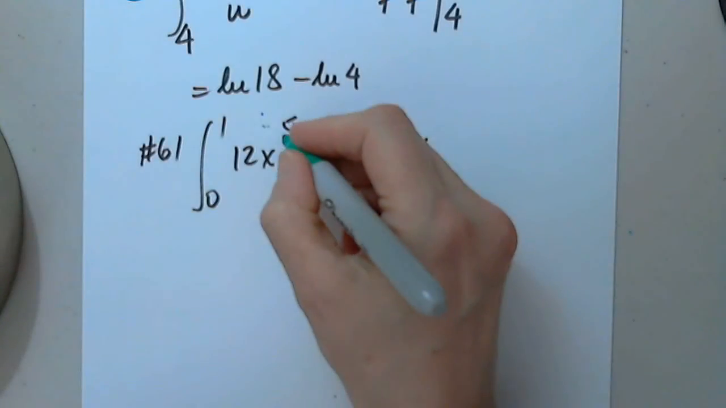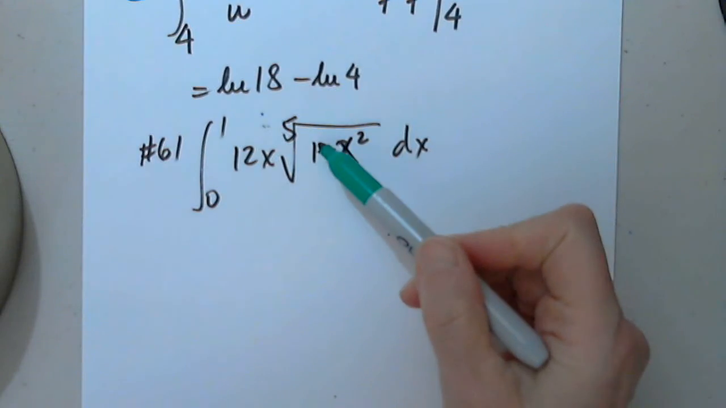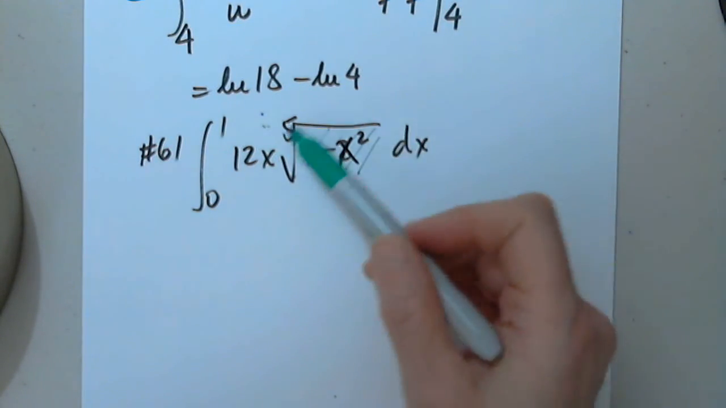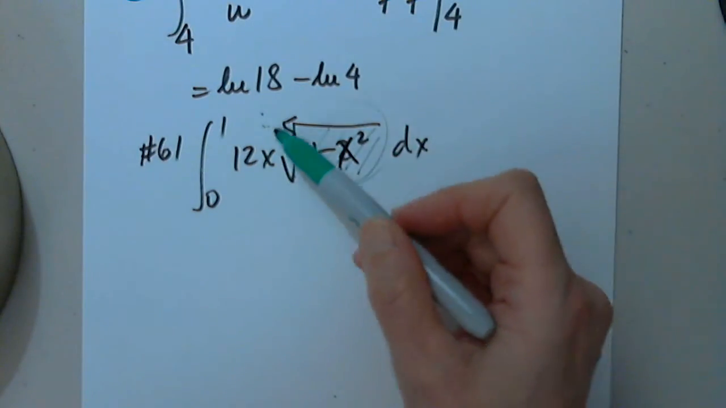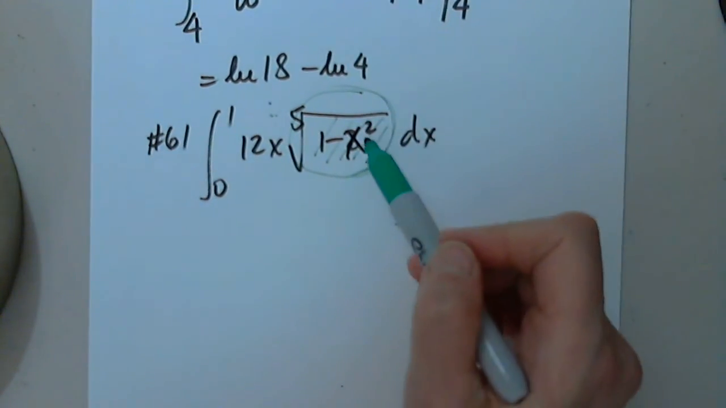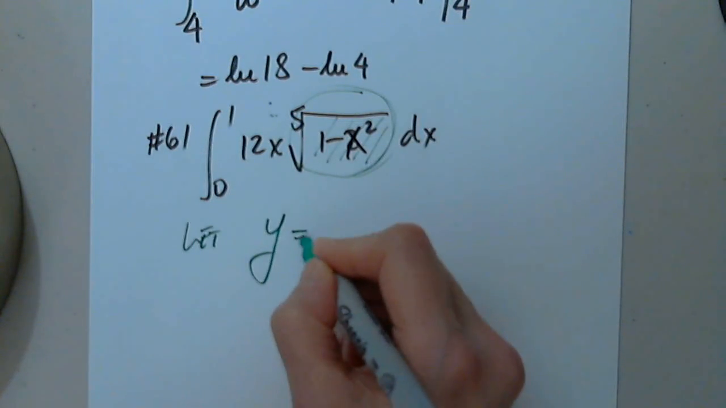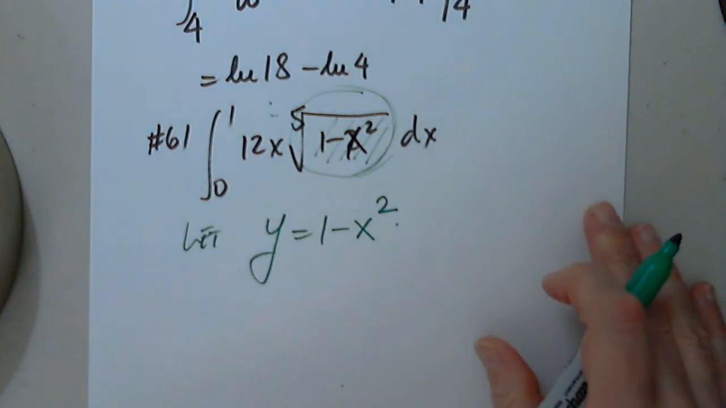What I can say should bother you is this quantity in the fifth root, because we cannot simplify this in any way, shape, or form. So this is what bothers me. So let y be 1 minus x squared.